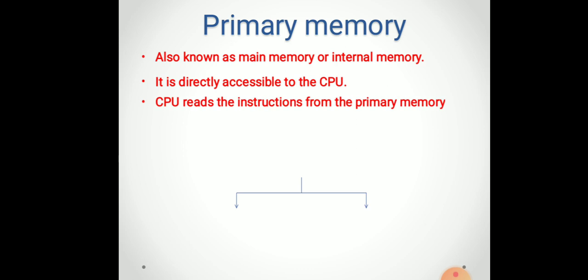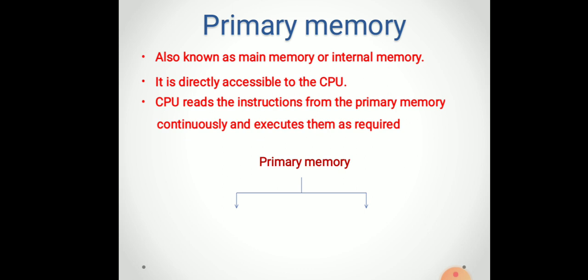The CPU reads the instructions from the primary memory continuously and executes them whenever required. The data is stored for a long time, and whenever we want to use it, it can be taken from the memory and used. This primary memory is divided into two parts, RAM and ROM.